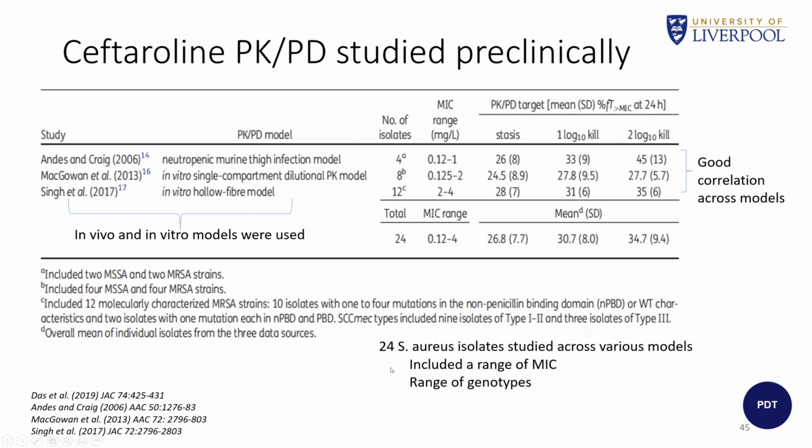So in total, there were 24 isolates, and this included a range of MICs. You can see the MIC ranges from 0.12 to 4. There was also a range of genotypes included within this. There were both MSSA strains and also MRSA strains included, and from molecular characterization, there were slightly different types of MRSA isolates as well.